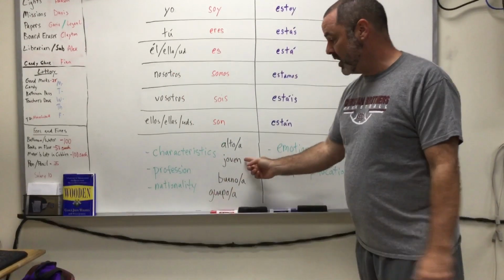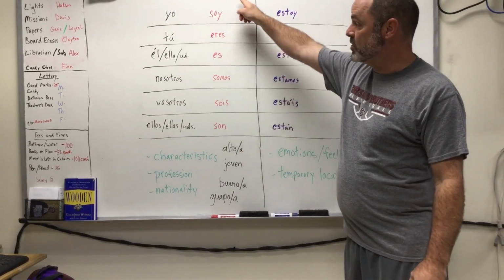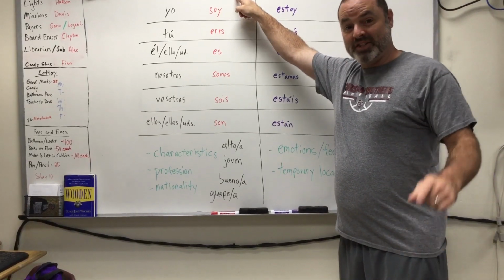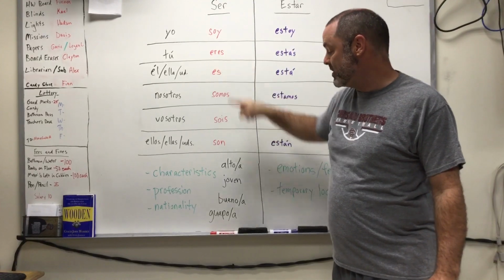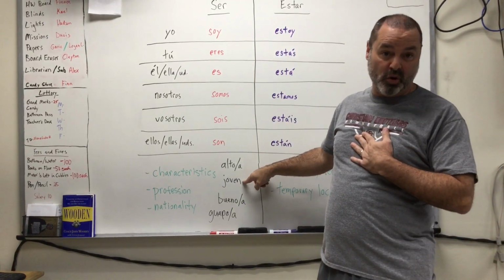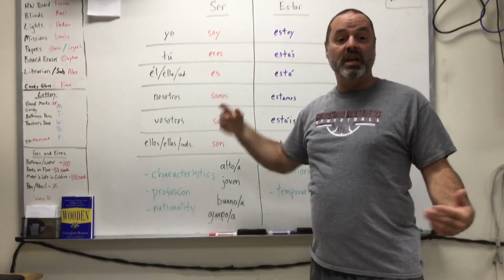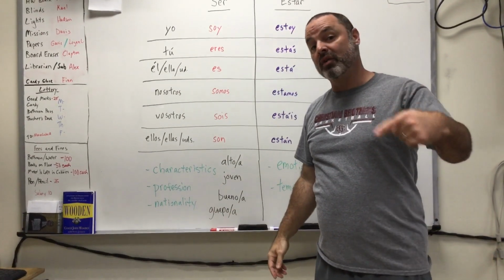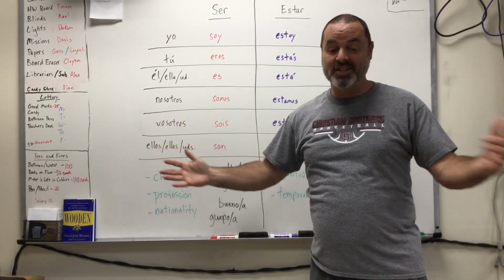So for example, young. If I want to say you are young, I would use ser. And if I want to say you are young, I would say tú eres joven, right? If I want to say I am old, I would say yo soy viejo. Remember, everything in Spanish must agree in gender and number.